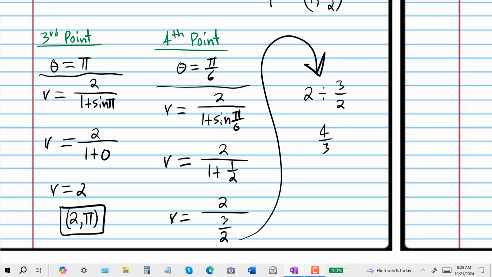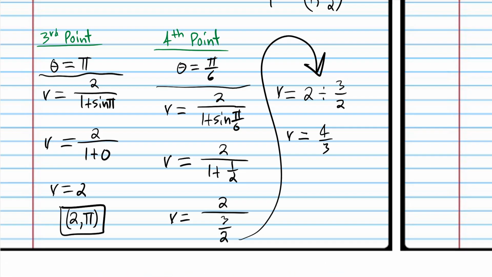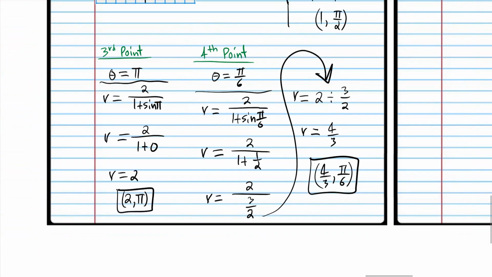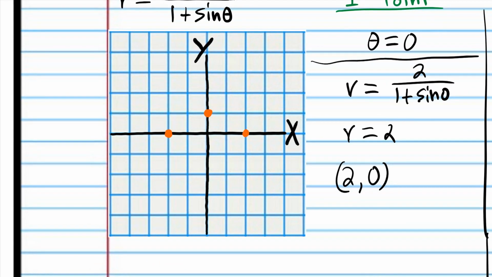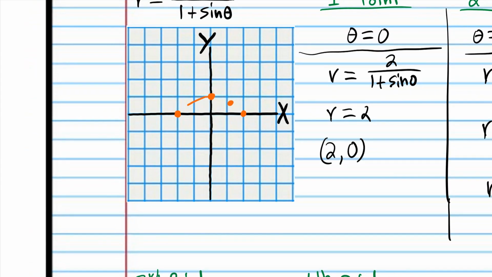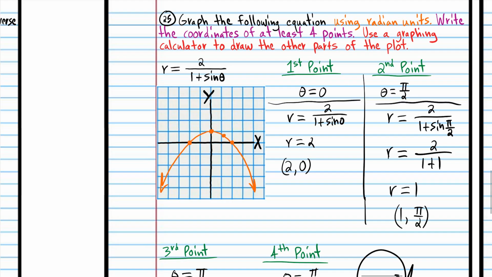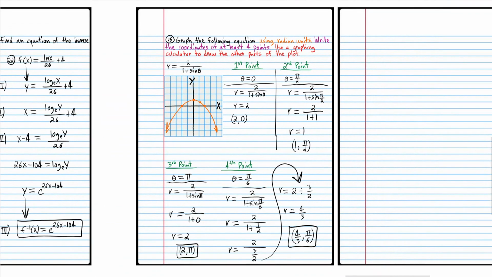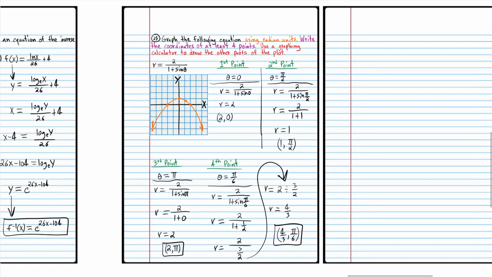So our point is 4/3 comma pi over 6. So count out 4/3, which would be about here. Rotate pi over 6, which will give us to about there. It doesn't have to be perfect. And we're ready to connect the dots. Again, your graph doesn't have to be perfect. So there you go. There's the graph.